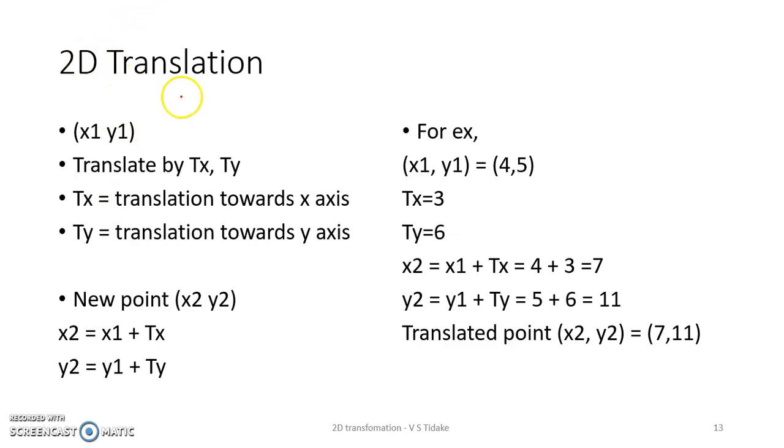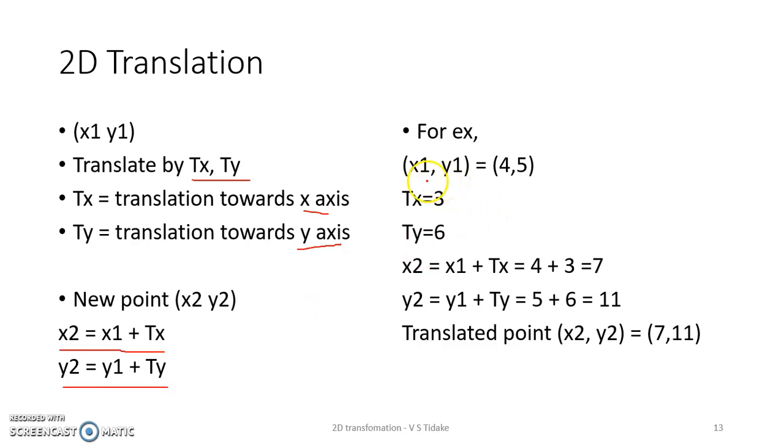Now, let us see 2D translation. If we want to move a point x1, y1, then suppose we want to translate it by factor tx and ty, where tx is the translation towards x-axis and ty is the translation towards y-axis. Then the new point is, suppose, x2, y2, which will be calculated as x2 is equal to x1 plus tx and y2 is equal to y1 plus ty.